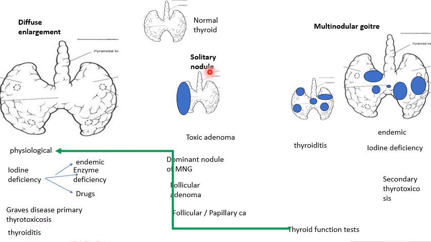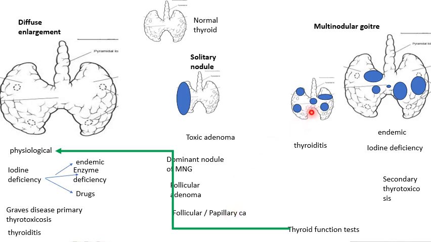Now, coming to solitary nodule, just forget this arrow for the time being. It's not there. Coming to solitary nodule, it can be a toxic adenoma. You see this one nodule, or a dominant nodule of a multinodular goiter. There is a multinodular goiter, but one nodule is so big that you could see it clinically as a solitary nodule, or it could be neoplasia. Your follicular adenoma, follicular carcinoma, or your papillary carcinoma. There is no papillary adenoma.